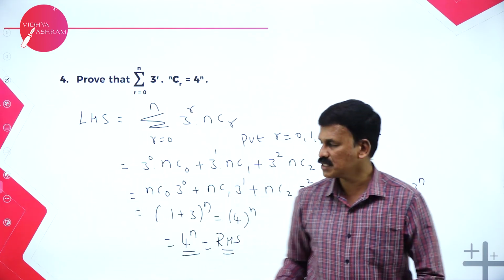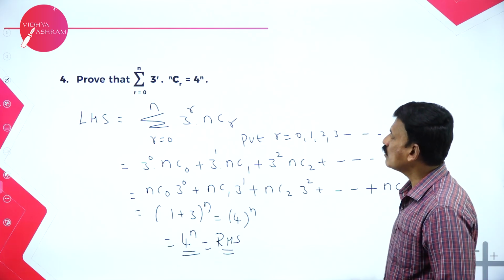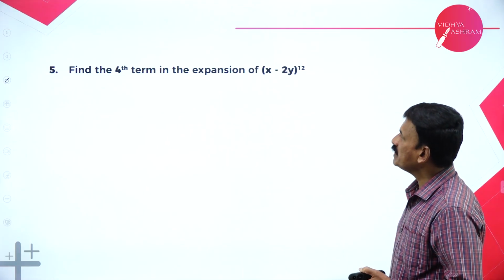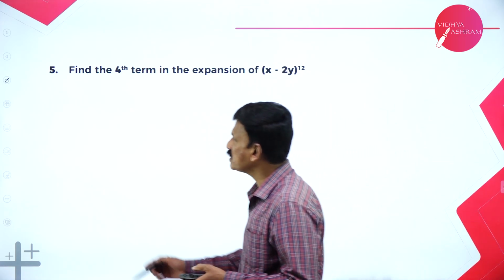So the given answer is 4 to the power of n, which is the required RHS. That's it. Now move on to the next problem. Find the fourth term in the expansion. Now general terms. Let us take problems on general terms.